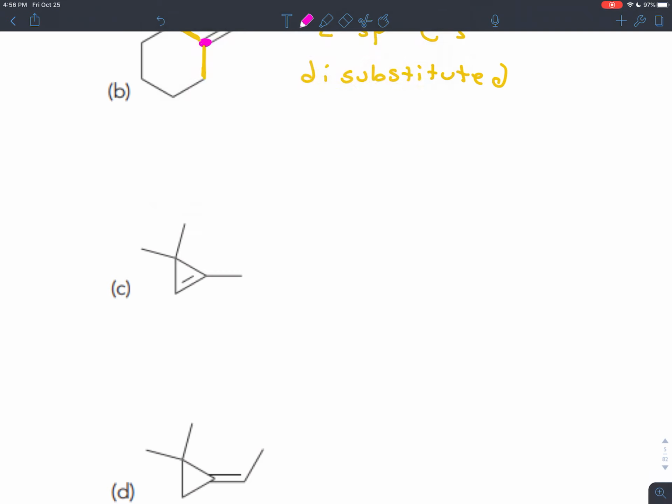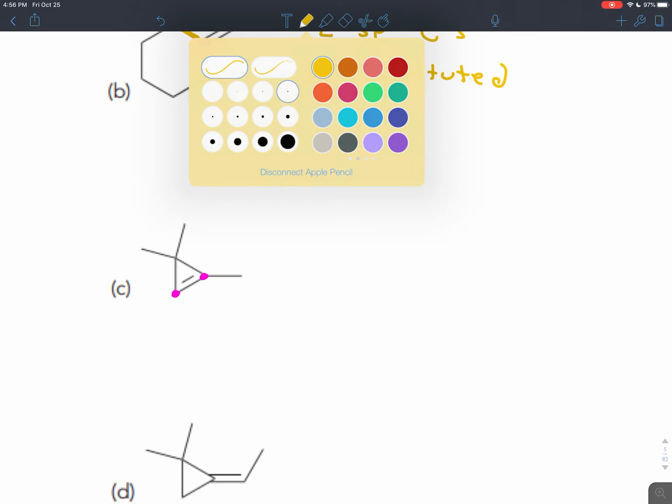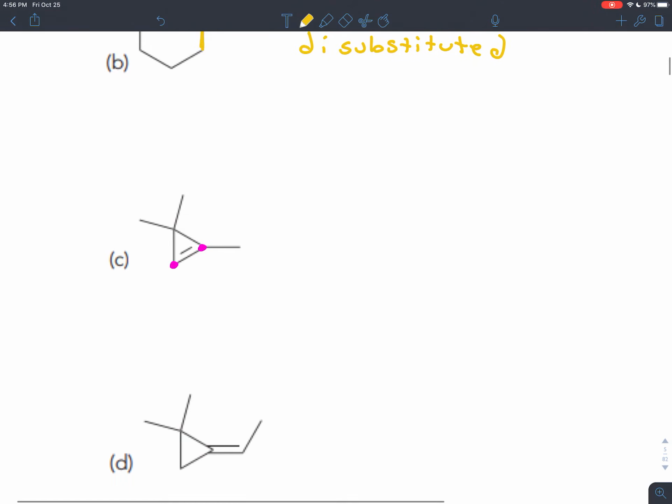For C, put little dots where you have the p orbitals on each end of the double bond, and then think about how many sp3 hybridized carbons are bonded to that. We have it in one place, a second place, and a third place. So this has sp3 orbitals in 3 places. And so this is going to be trisubstituted.